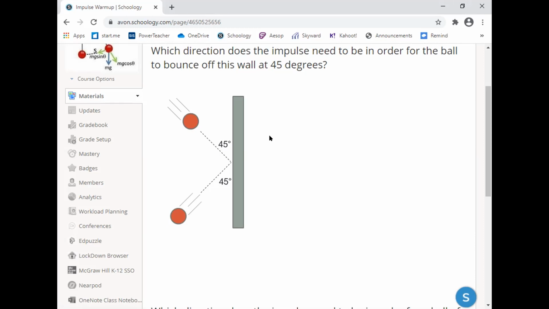You want to see the pattern? Let's think about this. What's P prime x? If Px is 8, P prime x is -8, right? So Jx would be -8 minus 8. It would be -16, right?